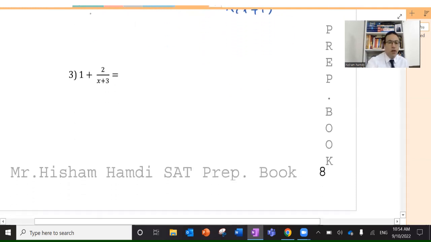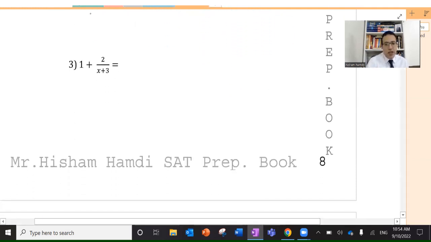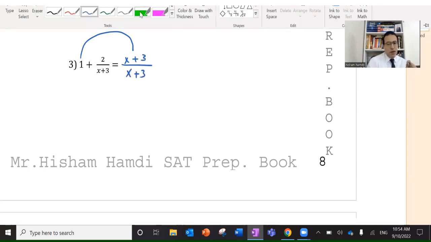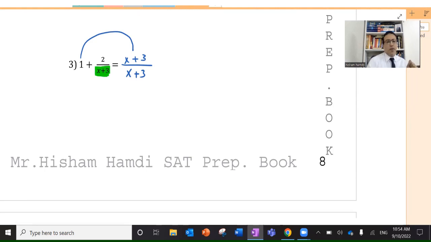If I have a whole number plus a fraction, I can change the whole number, which is 1, to be written as x plus 3 over x plus 3. Why? Because the denominator here is x plus 3. So I'm going to write it as x plus 3 plus x plus 3. And the second one is 2 over x plus 3.